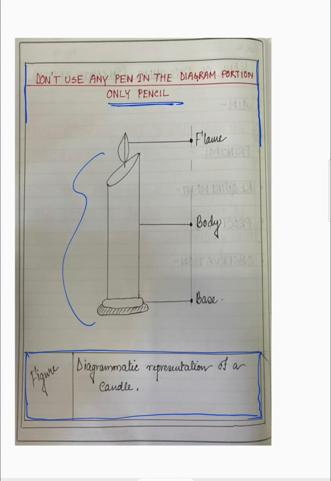Suppose the candle I have drawn here, you have to label it, so that's how you should do the labeling. Some people put arrows, they use so many different methods to label. But just take a scale, put a line, and make it bold while you write the name. Suppose the base of the candle, this is the body of the candle, this is the flame of the candle. If you take all of them into consideration, you can see one more thing: they are all in one line.